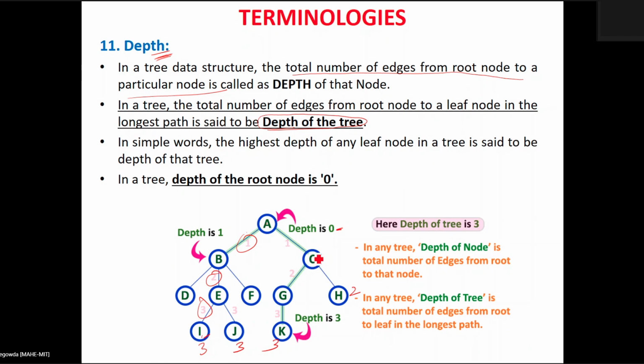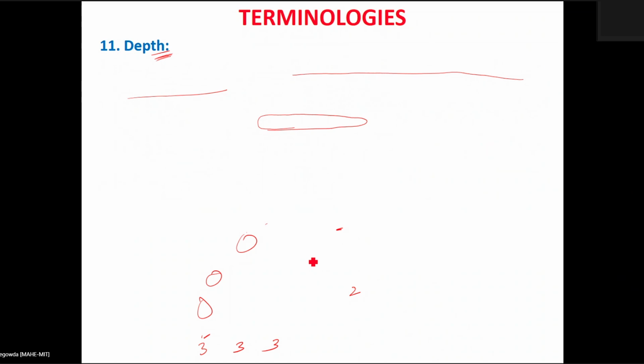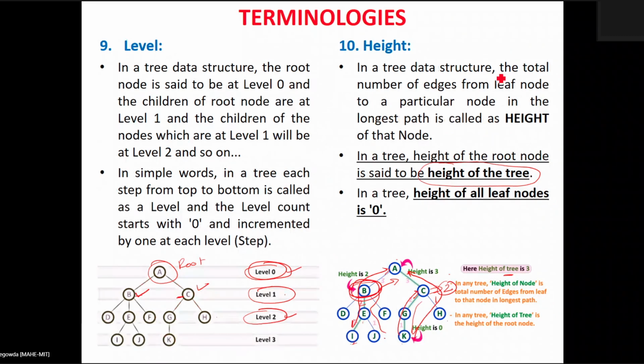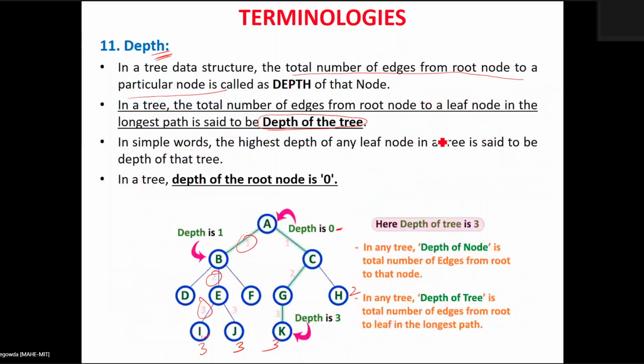Height is the total number of edges from a leaf node to a particular node in the longest path, whereas depth is the total number of edges from the root node to a particular node. So in the case of depth we are going downwards, whereas in the case of height we are climbing in the upward direction to find the height of that particular node.